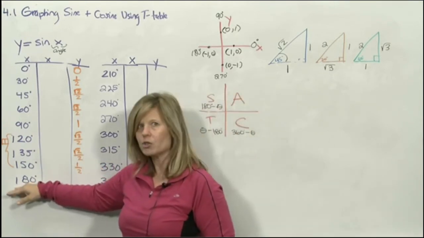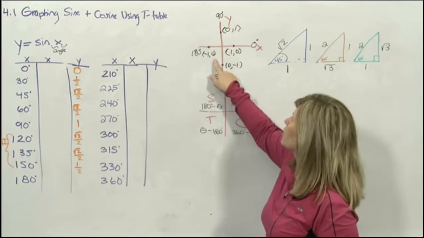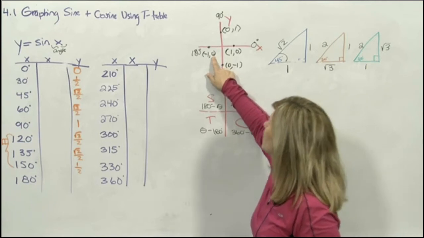Okay, I'm going to look up 180. That's on the unit circle. Here's 180. Sine is the y value. It is 0.